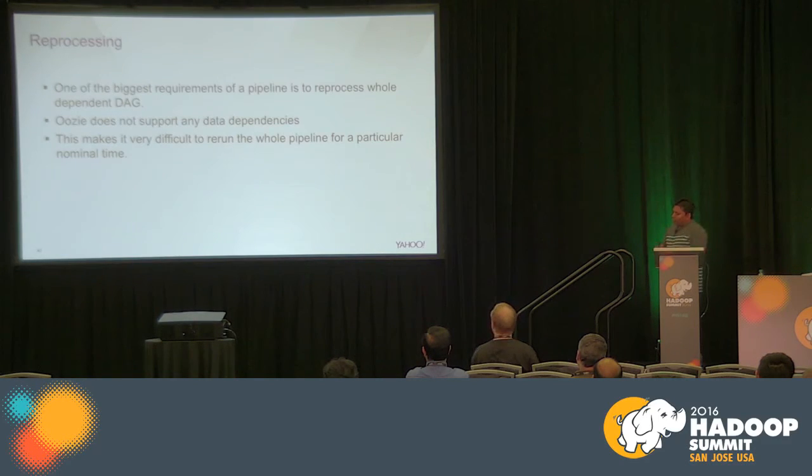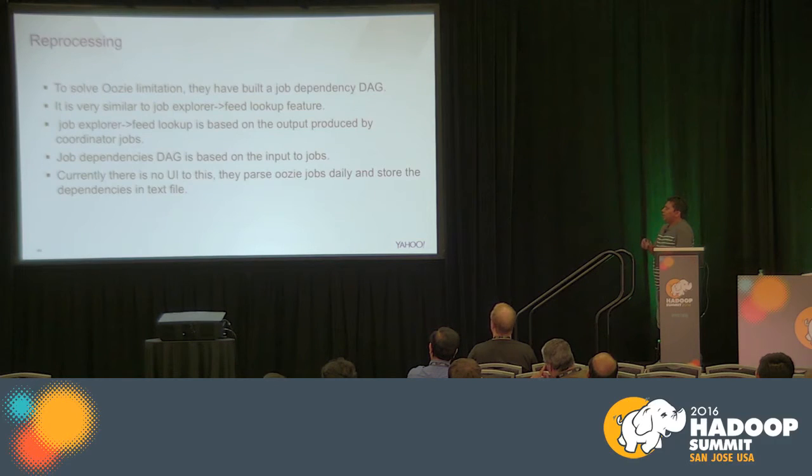Now one of the biggest requirements of any pipeline is to reprocess the whole dependent DAG. Currently, Oozie doesn't have any support for data dependency. It makes it very difficult for the whole pipeline to rerun from a nominal time. To solve this limitation, they have built their own job dependency DAG, and it's very similar to the Job Explorer feed lookup. Job Explorer feed lookup figures out the coordinator which is supposed to produce the output, but this looks up the coordinator which is supposed to consume those inputs.